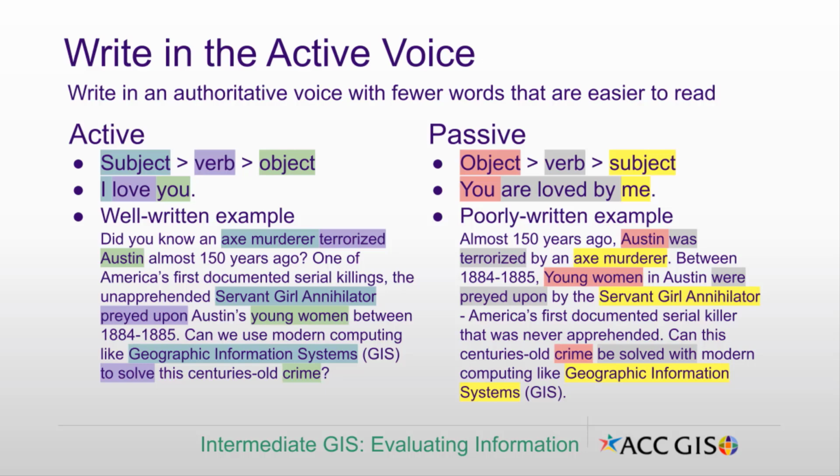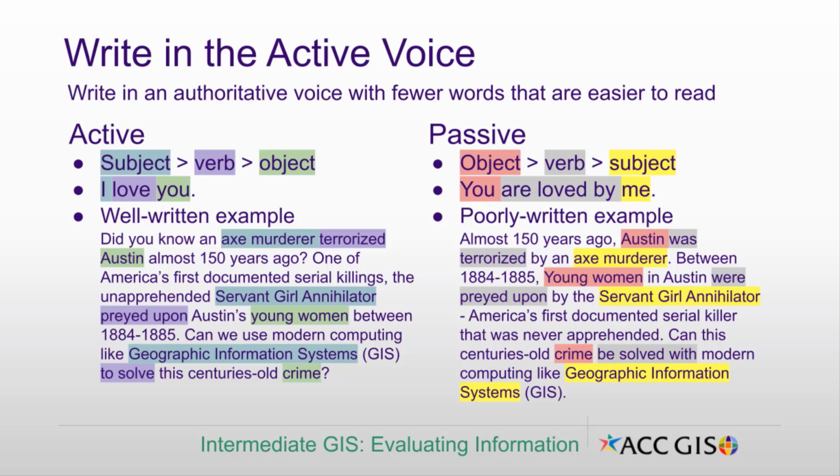It's like they somehow brought it upon themselves, when in reality, it was the servant girl annihilator that initiated the contact and preyed upon the young women. So this sentence would be better stated in the active voice as the unapprehended servant girl annihilator preyed upon Austin's young women. So subject, verb, object.